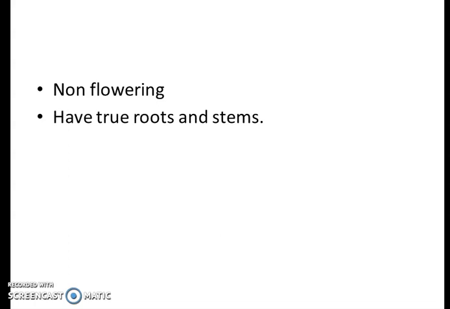They have true roots and stems. It means their roots and stems are visible and can be clearly seen, and they have leaves as well, but their method of reproduction is the same as the liverworts and mosses. They reproduce by making spores, but their way of making the spores is different than the way of making the spores by the mosses and liverworts.